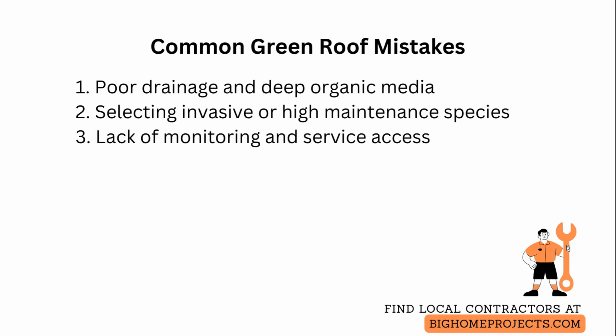Another frequent issue is selecting invasive or high-maintenance species that attract herbivores and require heavy inputs. Choose native or low-maintenance cultivars and plan for drought-tolerant selections to cut pest pressure. A third problem is lack of ongoing monitoring and access for service crews, leading to late detection of rodent runs and nest sites. Build access points, include inspection routes in your maintenance plan, and set a regular inspection cadence so traps and barriers are adjusted before infestations spread.